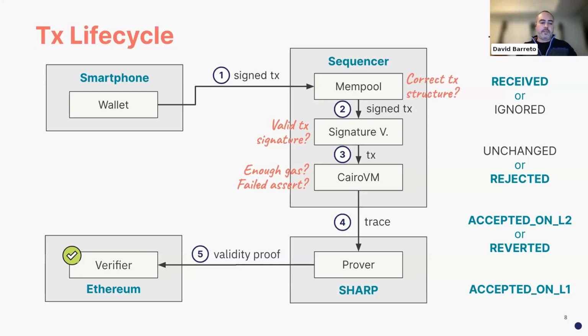and accepted on L1. There are two ways that it can fail, basically incorrect signature, or simply the transaction was reverted because it hit an assert, or it didn't have enough gas for the execution. If you go to a block explorer, you will see this status all over the place.